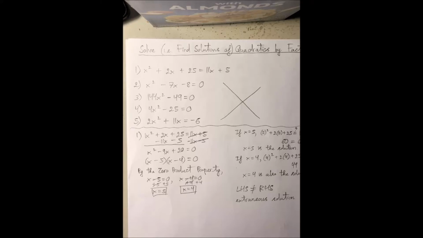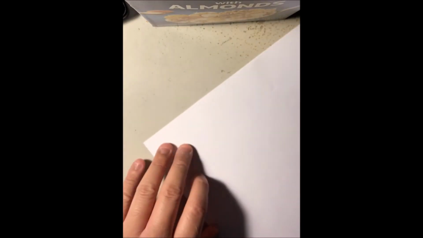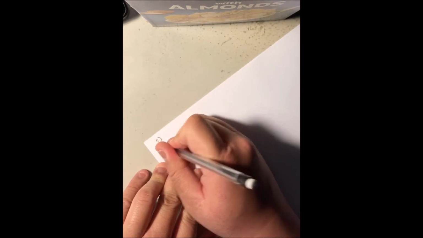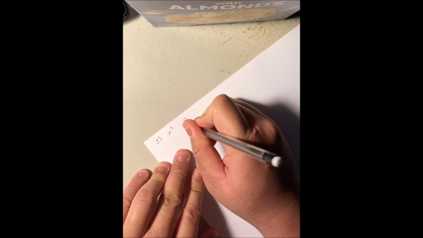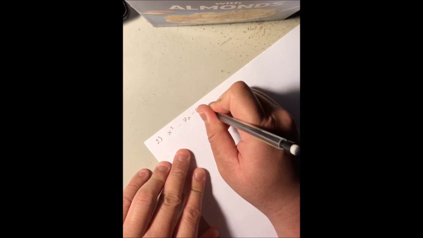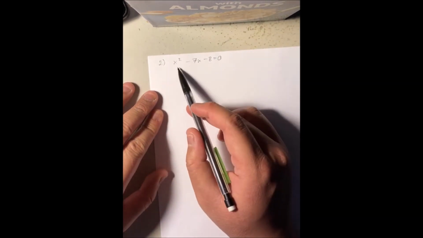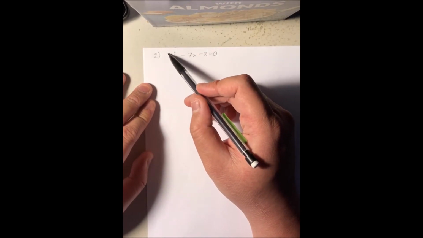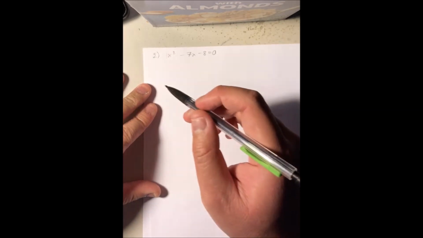All right, let's go with example 2, x squared minus 7x minus 8. So example 2, x squared minus 7x minus 8 equals 0. So we want to solve this quadratic equation by factoring. Let's take a look. Conveniently enough, the leading coefficient is the invisible positive 1, so I can factor this.